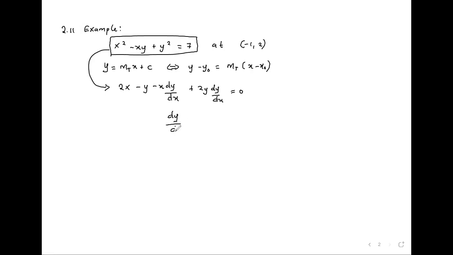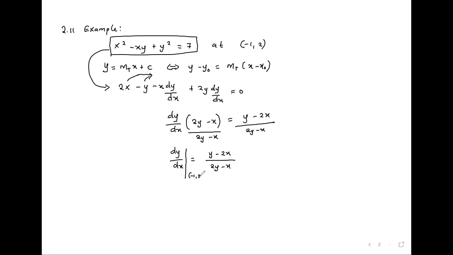Factor out dy/dx, we'll get (2y minus x) dy/dx is equal to y minus 2x. I've taken this guy and this one to the other side. And then divide by 2y minus x, divide by 2y minus x. So our dy/dx will be y minus 2x over 2y minus x. Evaluated at the point (-1, 2), we'll get 2 minus 2(-1) over 2 minus (-1). That is 2 plus 2 over 4 plus 1, which is 4 over 5. So 4 over 5 is the MT.